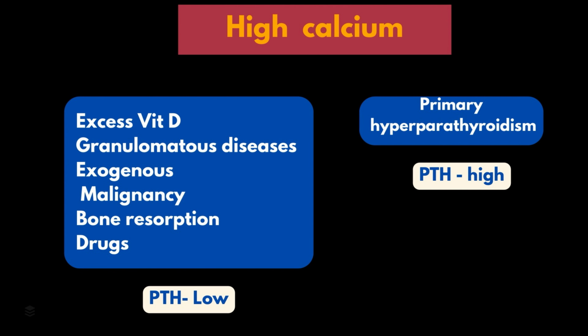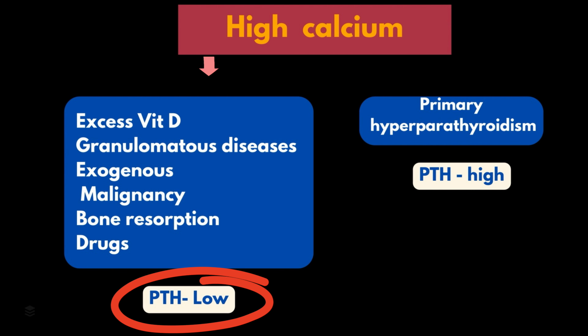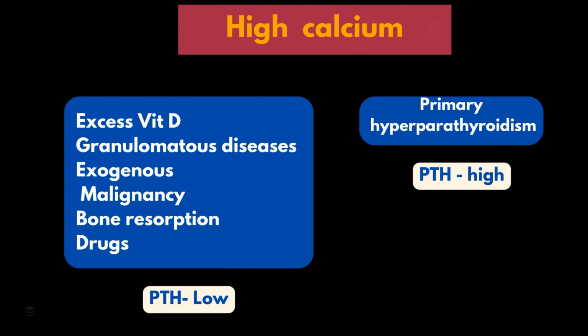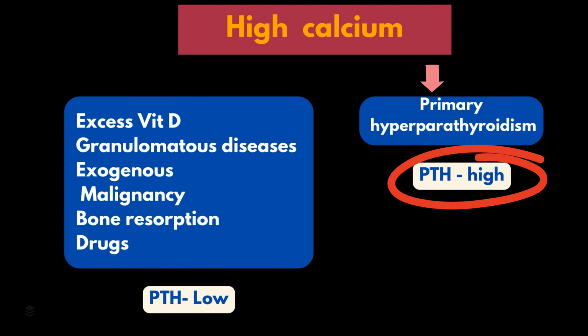Other causes of high calcium include excess of vitamin D from endogenous sources like some granulomatous disease, sarcoidosis or tuberculosis, or high exogenous intake. Malignancies like multiple myeloma or any metastasis, bone resorption due to immobilization, and drugs like thiazide or vitamin A. All of these lead to high calcium, and that high calcium then suppresses the PTH level. So PTH level will be low in all these conditions, while in primary hyperparathyroidism, PTH level will be on the higher side.